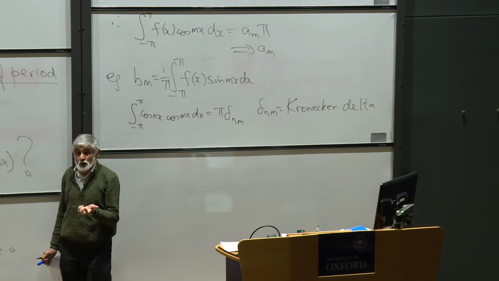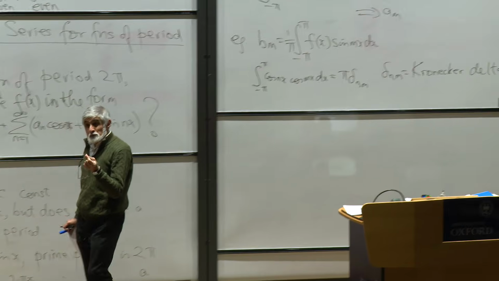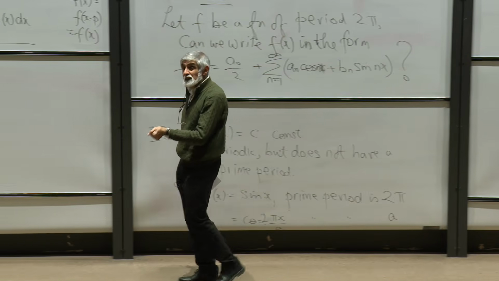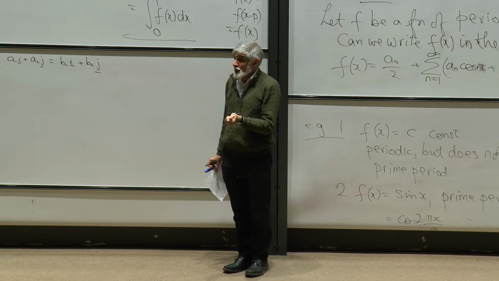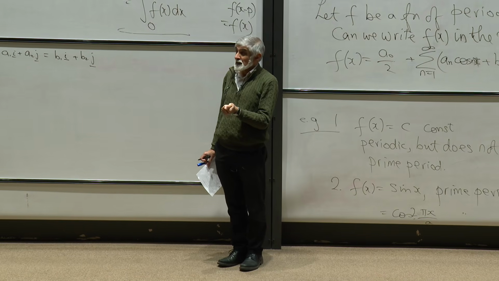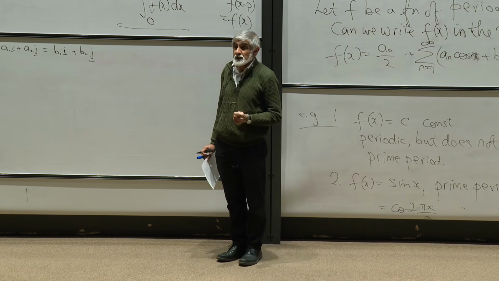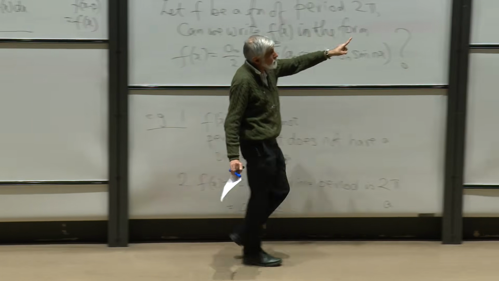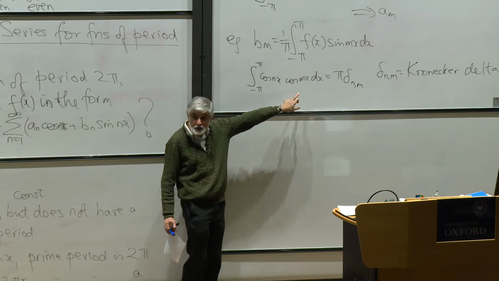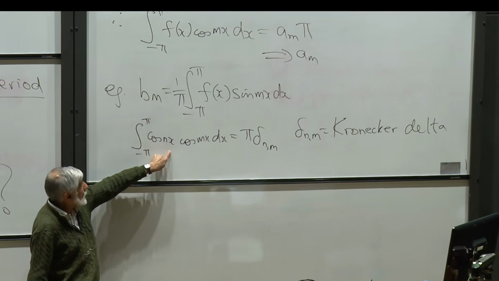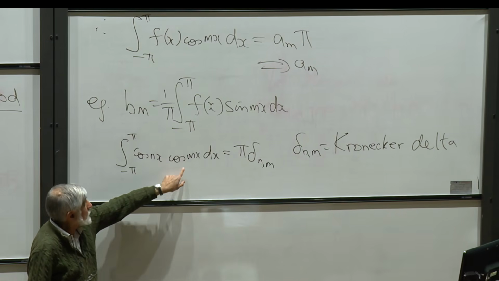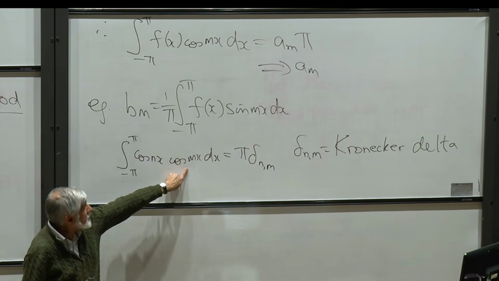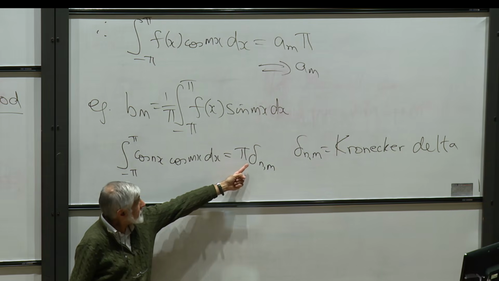So if you wanted to, you could say the orthonormal basis functions are to take the cosines and sines and multiply by 1 over root pi. Because then when you do this equivalent of a dot product, which is actually called an inner product, you'd have 1 over root pi on the bottom line, and then that would give you delta nm.